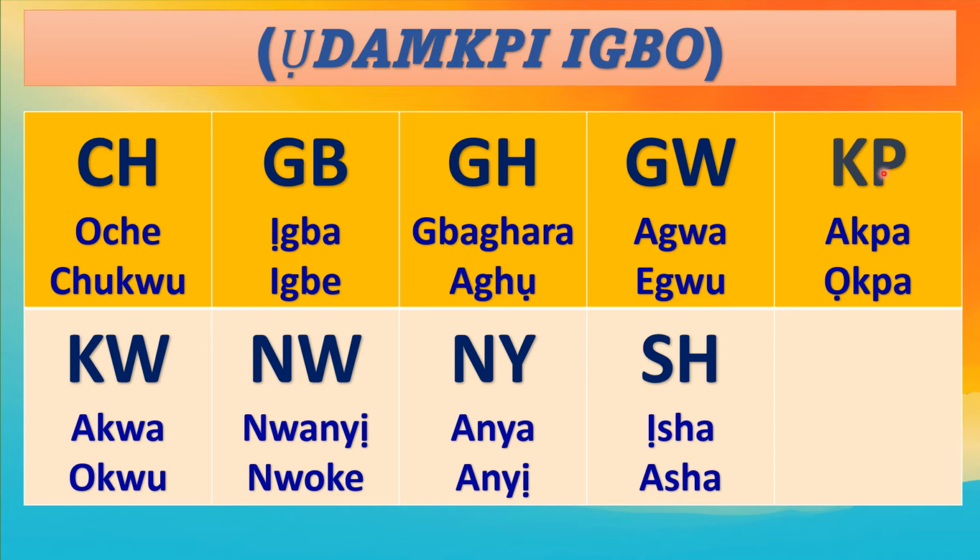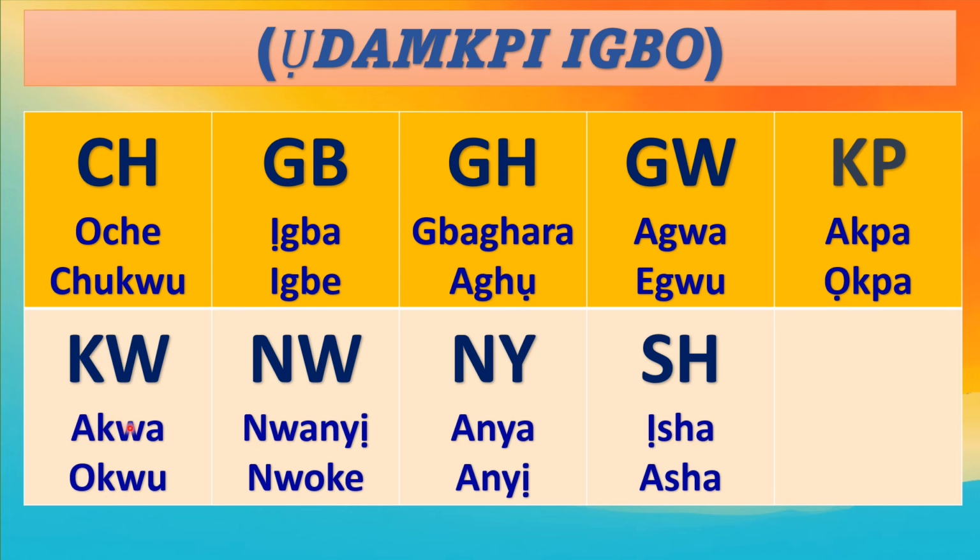Also we have p, as in apa. Apa is bag in Igbo. And we have opa. Opa is a kind of Igbo food, made out of a nut. So pa, apa, opa. We also have kw, as in akwa, it means to cry. And we have okwu, that's to speak, what I'm doing exactly.